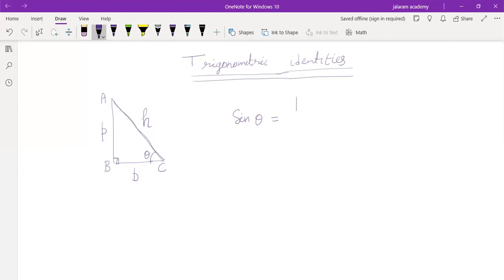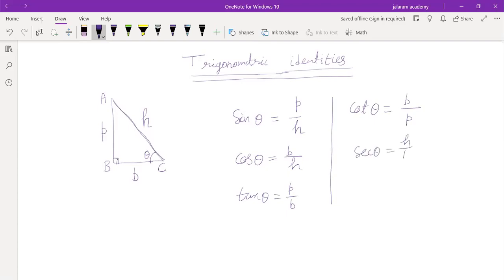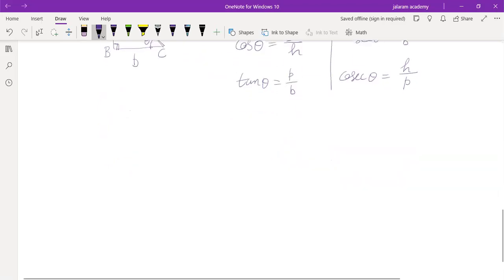Now the ratios of these sides: sine theta equals perpendicular upon hypotenuse, cos theta equals base upon hypotenuse, tan theta equals perpendicular upon base, cot theta equals base upon perpendicular, sec theta equals hypotenuse upon base, and finally cosec theta equals hypotenuse upon perpendicular. So there are 6 ratios.